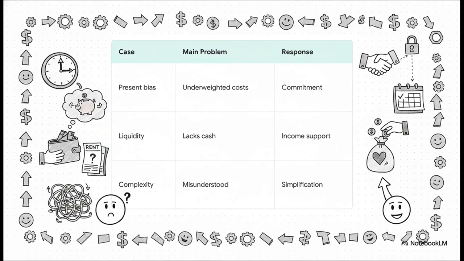Think about it. If someone takes out a predatory loan, are they suffering from present bias, meaning they're just underweighting the future cost? Or are they facing a liquidity constraint, meaning they literally have zero cash to pay rent today? Nudging with commitment devices only works for the first scenario. If someone genuinely lacks cash, they don't need a nudge, they need income support and fair credit access.